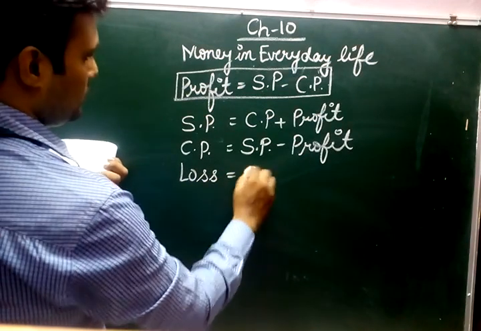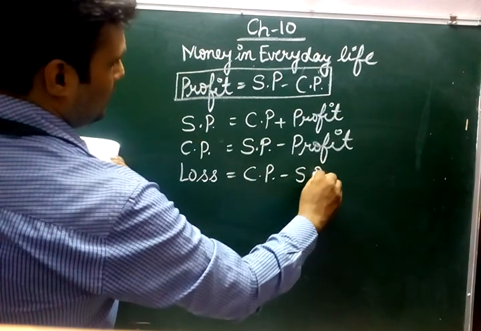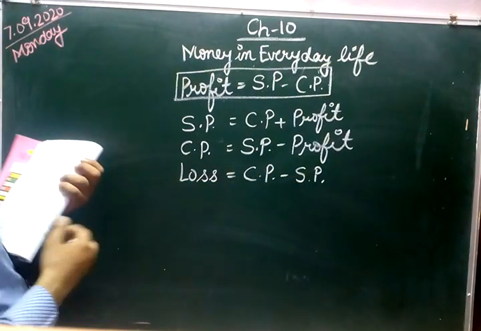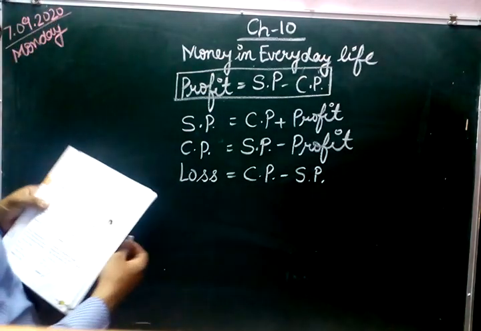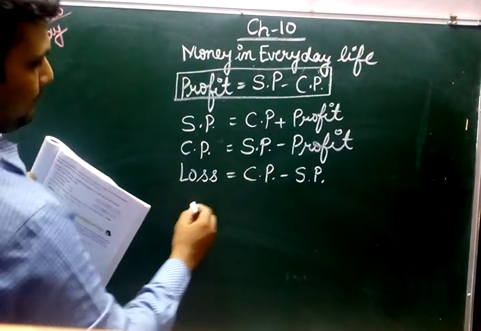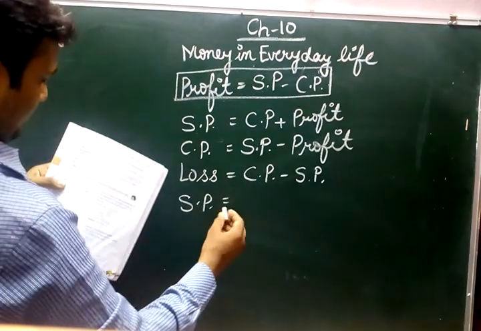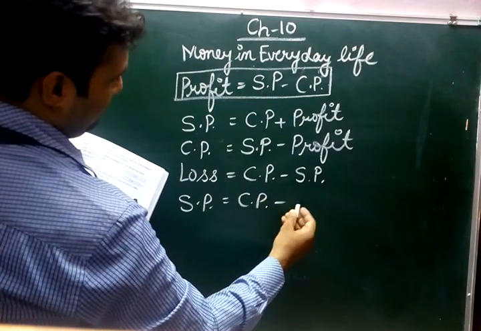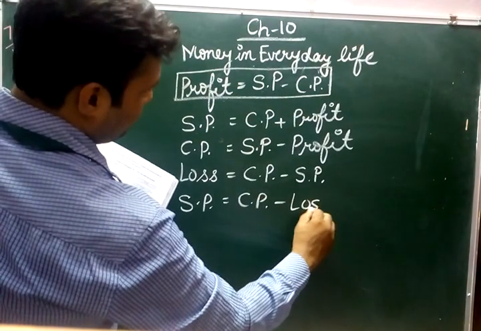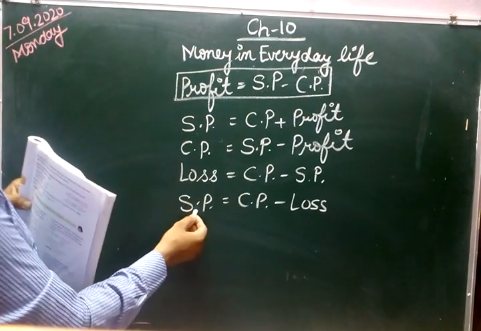The next formula we discussed in the previous class is of loss. Loss equals cost price minus selling price, CP minus SP. This is the formula of loss. So we have to find out the selling price. When loss and CP are there, selling price equals cost price minus loss. When loss is there and cost price is there, we can find out the selling price.